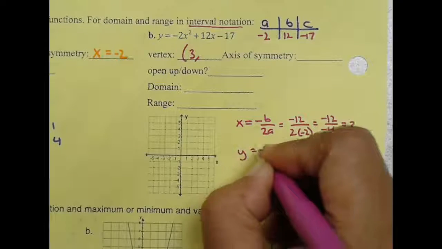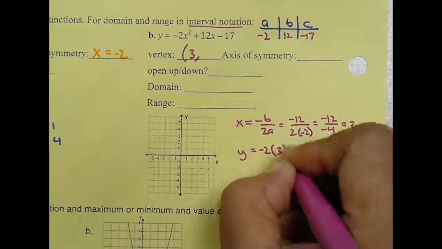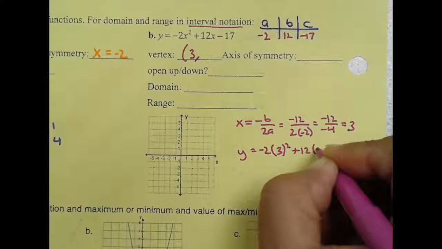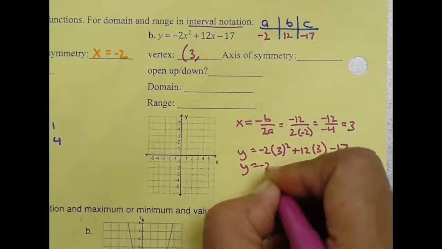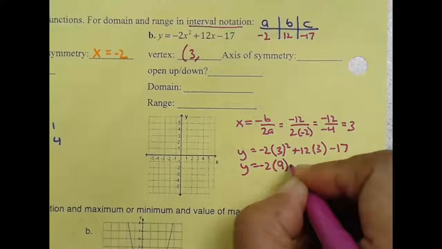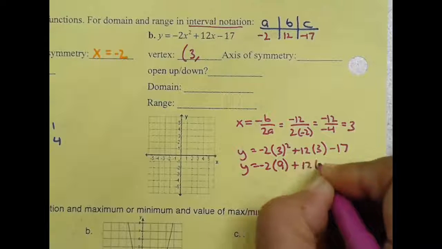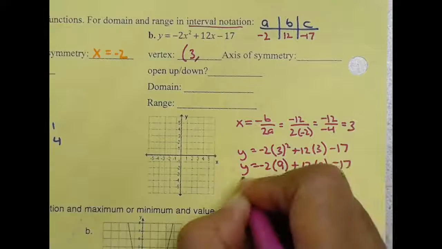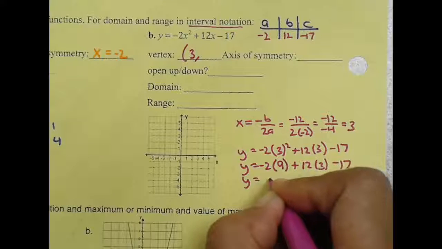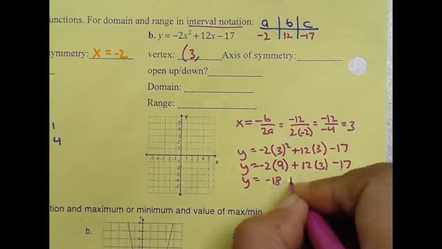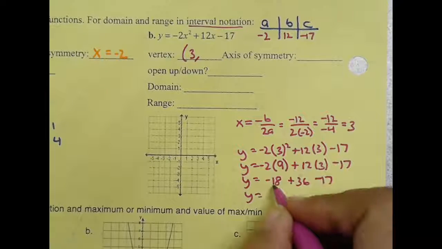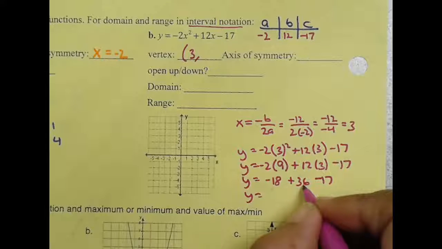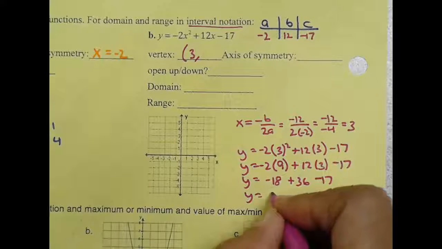So you have y equals negative 2 times 3 squared plus 12 times 3 minus 17. All right, do exponents first. So we have 3 squared, which is 9. Remember, that means 3 times 3. And then we're going to multiply next. So we have negative 2 times 9 is negative 18. 12 times 3 is 36. And then last steps, put this together. So negative 18 plus 36 is 18. And 18 minus 17 is 1.